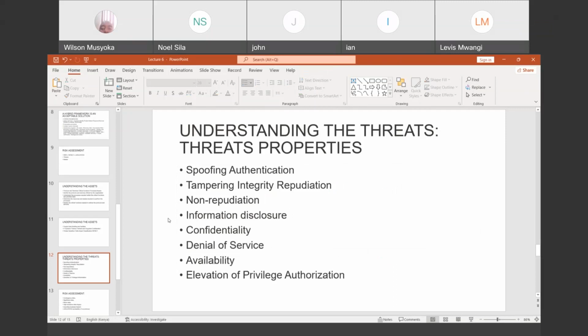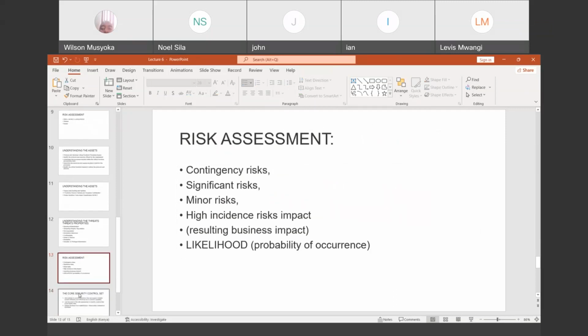Those are things we need. How do we work on them? So we have contingency risks, like you have a contingency plan, like if this server goes down, we have another server somewhere. How do you switch from our local server to the remote server? That is what we mean by contingency risk.